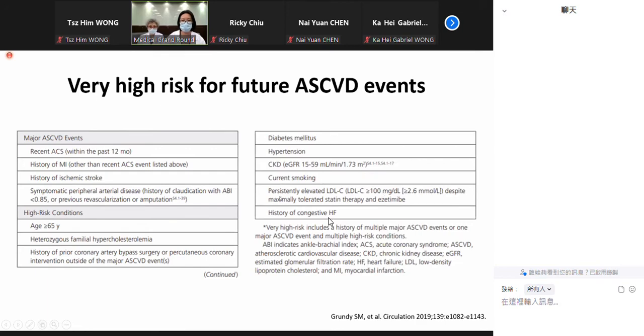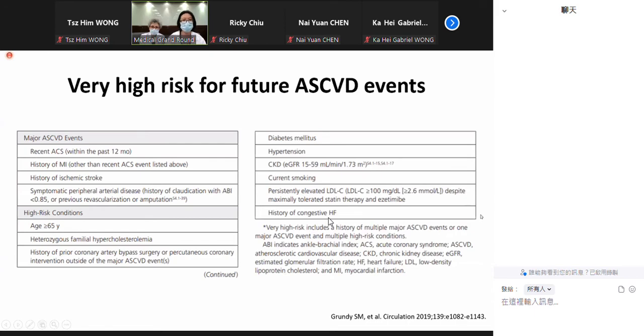When people have persistently elevated LDL cholesterol, that's above 2.6, despite maximal statin and ezetimibe therapy, those might be the populations where we might have to think about additional, possibly newer agents. Okay, so I think these are the really high risk groups we should think about in terms of lipid lowering therapies.